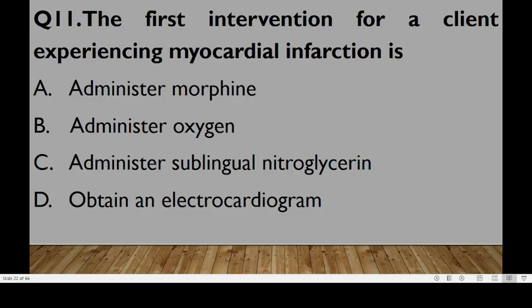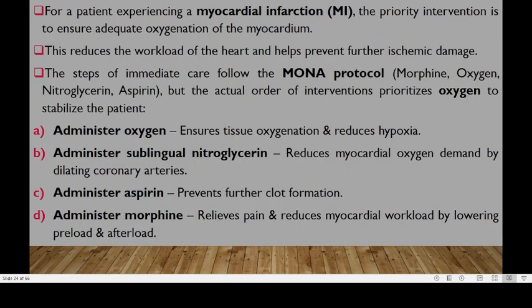The first intervention for a client experiencing myocardial infarction: you administer oxygen. Remember, you normally use the MONA protocol, that is morphine, oxygen, nitroglycerin, and aspirin. But the actual order of intervention prioritizes oxygen to stabilize the patient. So you administer oxygen to ensure there's enough tissue oxygenation and reduce hypoxia.